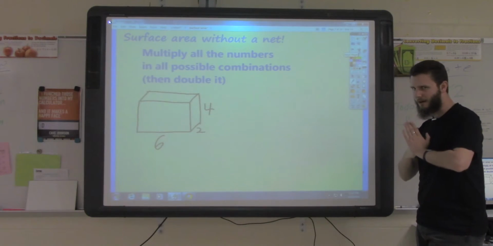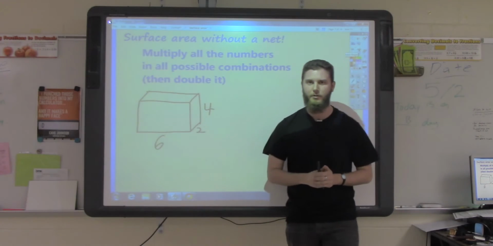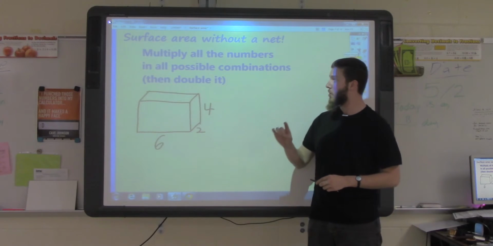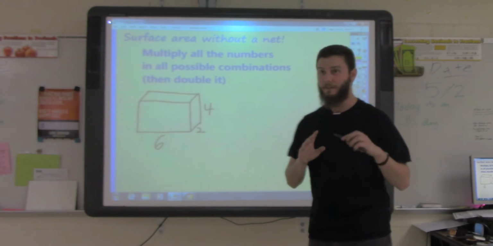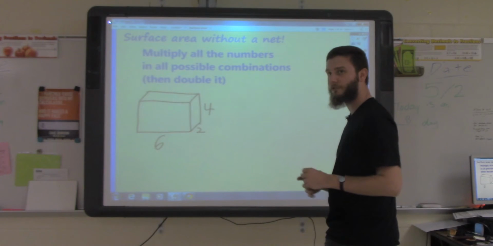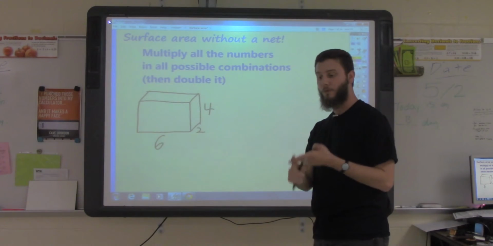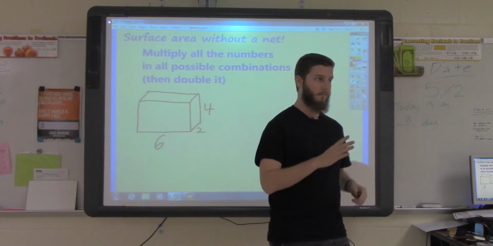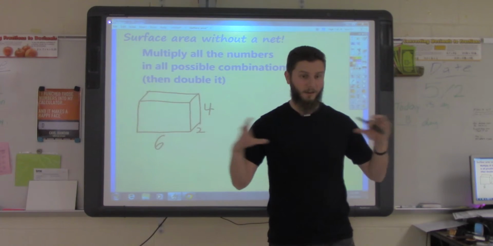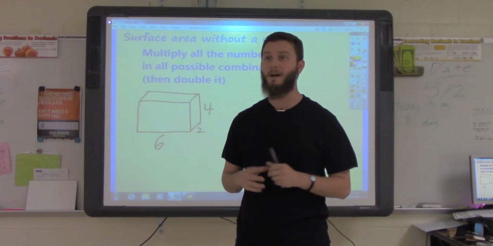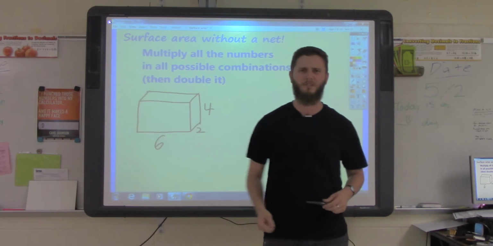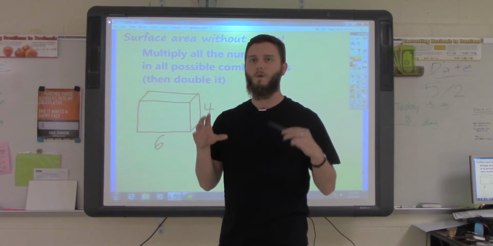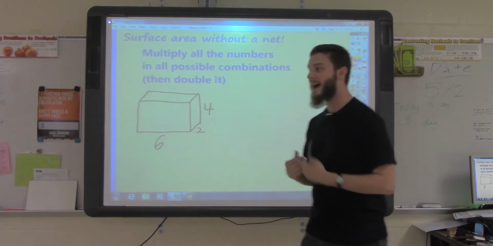Okay? Sometimes, however, you're not going to have a net to work with. You're going to be given a shape, and you need to know how to find the surface area of this shape without having a net. Now, this is a part where a lot of your teachers may have shown you a formula. It says length times width plus width times height plus length times height. Then you add all that together and you multiply it times 2. That works, but it's a little wordy, and I don't like teaching wordy little algorithms of how to do things. I like explaining what is happening with all those formulas.